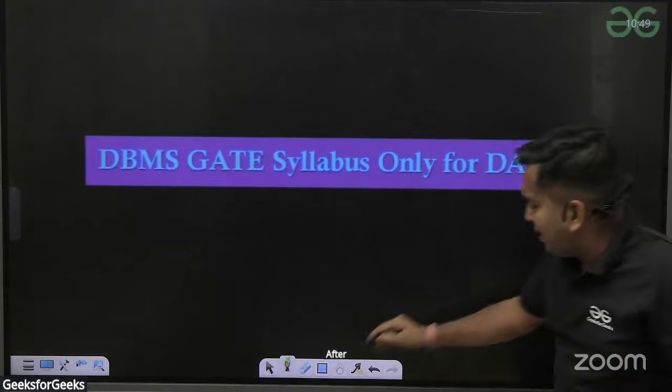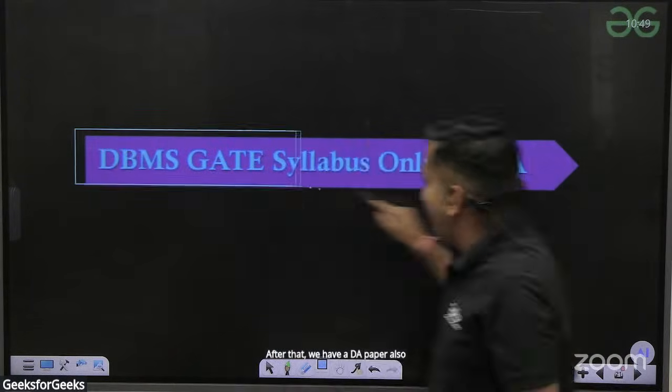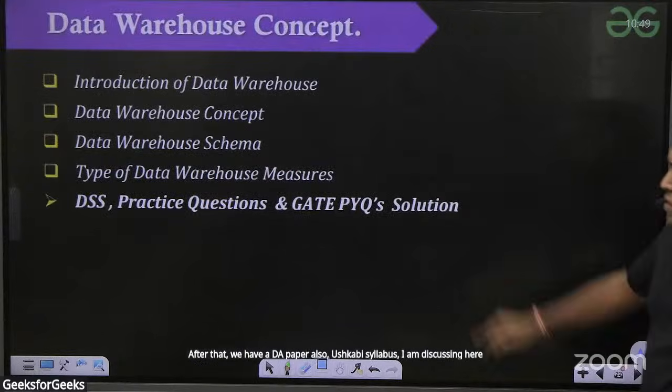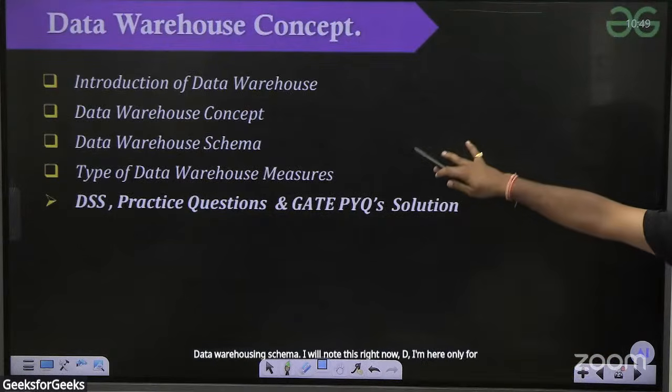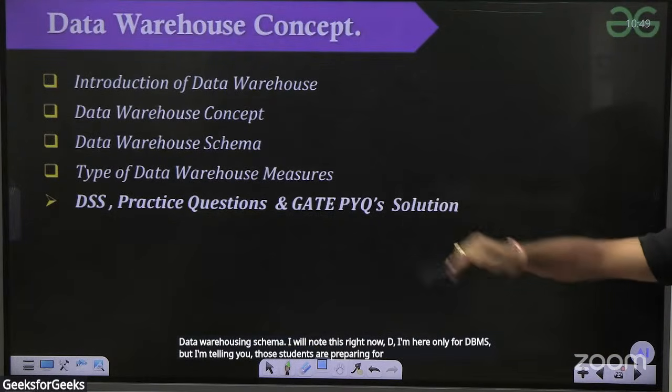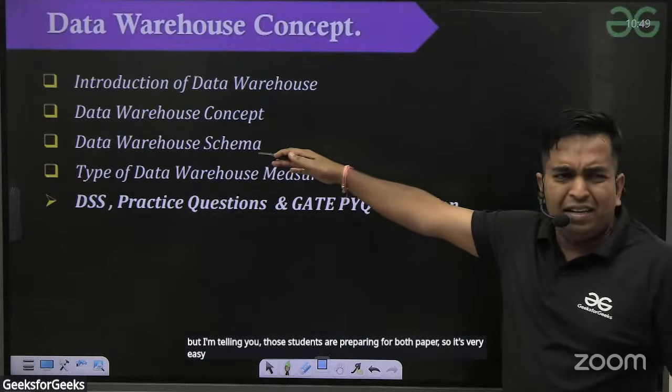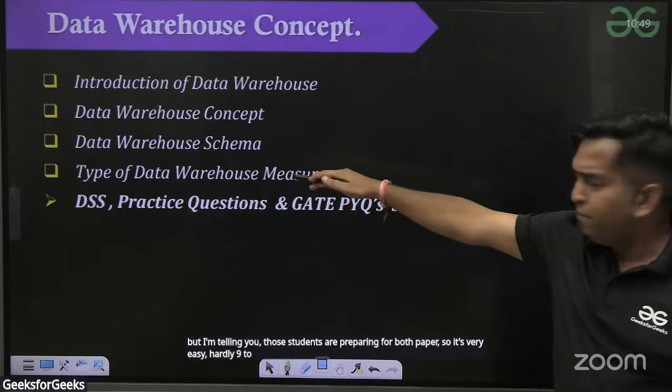After that, we have a DA paper also. Uska bhi syllabus I am discussing here. Data warehousing schema. I will not teach right now DA. I am here only for DBMS, but I am telling you, those students are preparing for both paper. So it's very easy. Hardly 9 to 10 lectures we have.